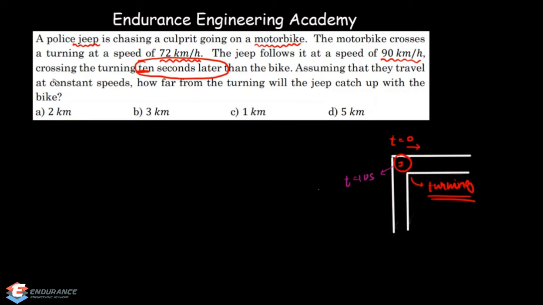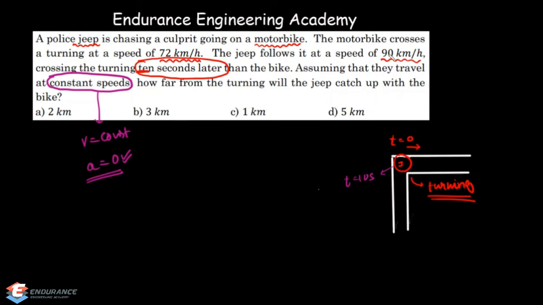Assuming that they travel at a constant speed, very important point to note. Assuming that they travel at a constant speed. If they travel at a constant speed, what does it mean? Velocity is constant. So if velocity is constant, acceleration will be what? It is zero. So there is no acceleration, no deceleration, nothing.